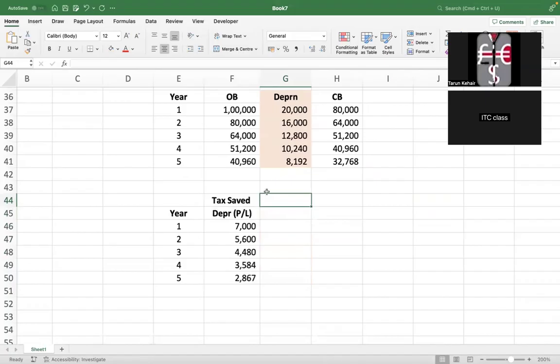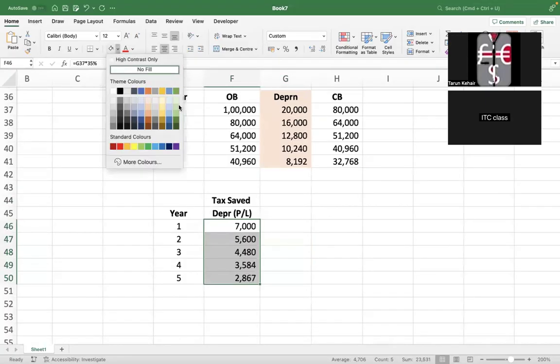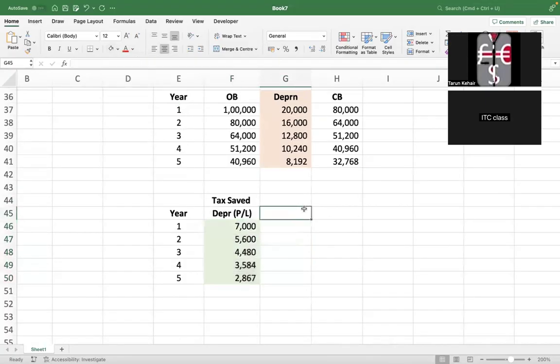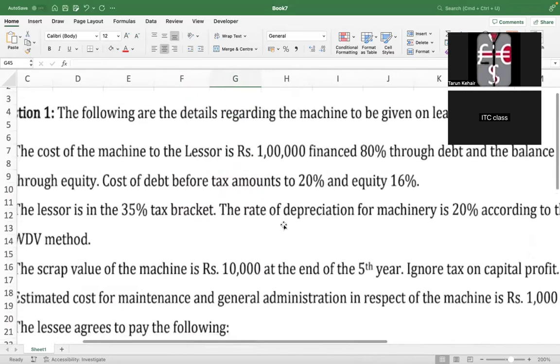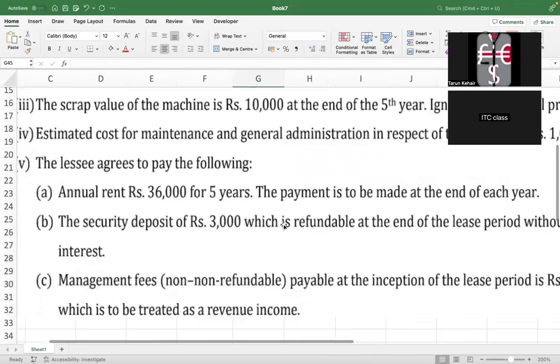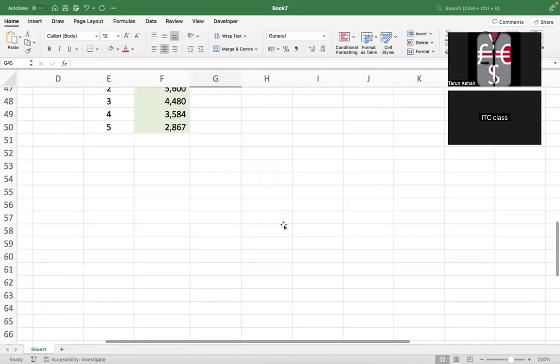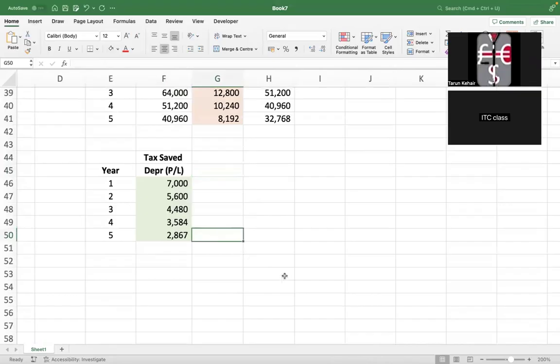Okay. So I am marking this as green. Why am I marking it as green? Because any saving is a plus and any expense is a minus. Now, next is what? Yes, scrap value of the machine is 10,000 at the end of the year. Now, you have to ignore the capital taxes. So at the end of the 5th year, I'm going to write 10,000 rupees as the salvage value. This will also be green because this is what you will get.